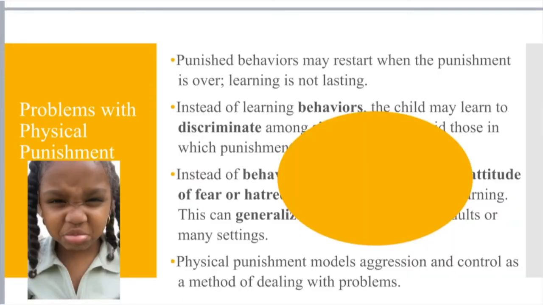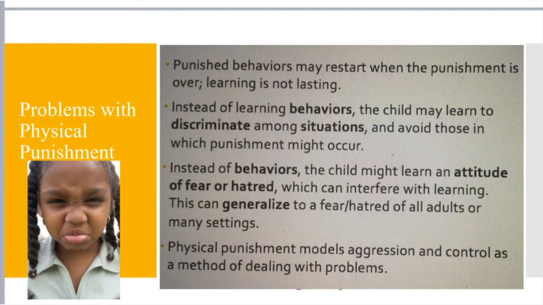With that, then, there are problems with physical punishment. Generally speaking, punished behaviors may restart when the punishment is over, right? Learning isn't necessarily lasting. If a kid gets spanked for doing a behavior, once that spanking's over and the pain is gone, they quickly forget the negative consequence for engaging in that behavior, right? In that scenario, instead of learning behaviors, the child may learn to discriminate among situations and avoid those in which punishment might occur. A tantrum at home may get them spanked. A tantrum out in public, maybe mom and dad don't want to show that they spank their child in public. So maybe your child is more likely to have a temper tantrum in public because they know that you won't react with some sort of physical punishment.